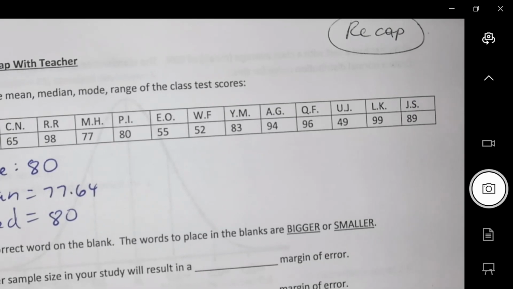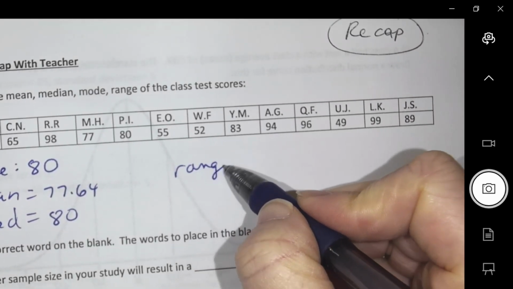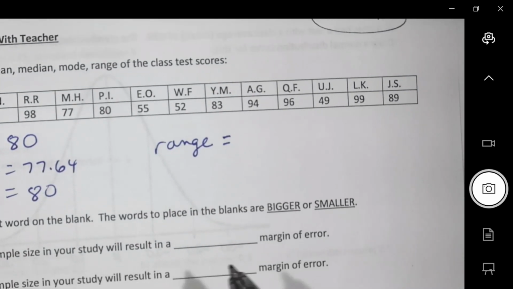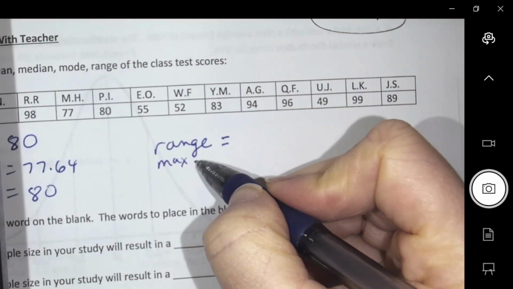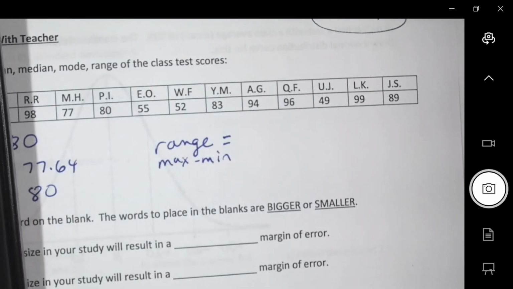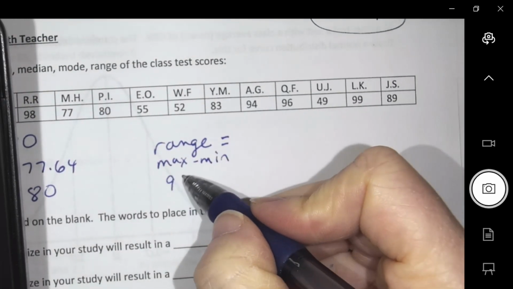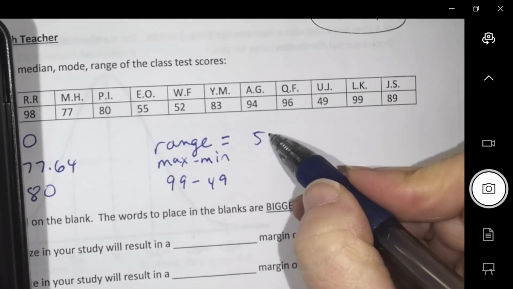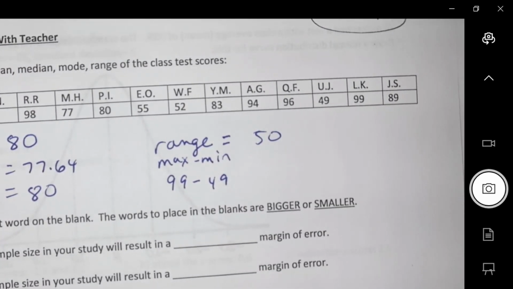We did the mode, and then we need the range. How do you get the range number? Max minus the min. So I had a 99 minus 49. Ooh, these tests are 50 apart from each other.